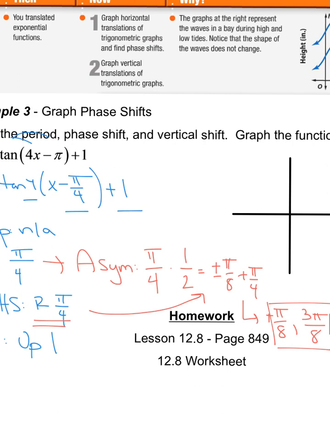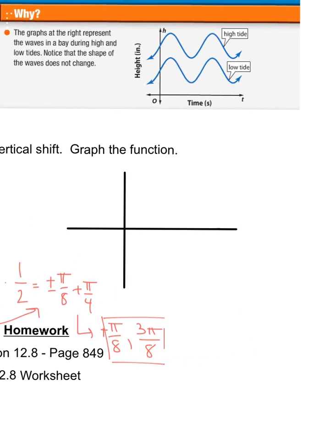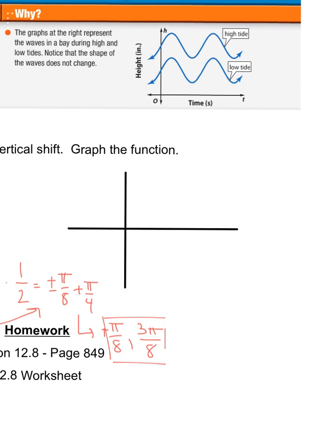So at this point, we can go right to our graph. I'm going to put an asymptote in at pi eighths. And then we have that. 1 pi eighths, 2 pi eighths, trying to keep them as even as possible, 3 pi eighths. And if you notice, what is right in the middle of 1/8 and 3/8? 2/8, which is a fourth.